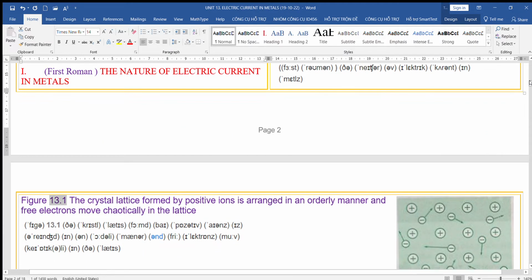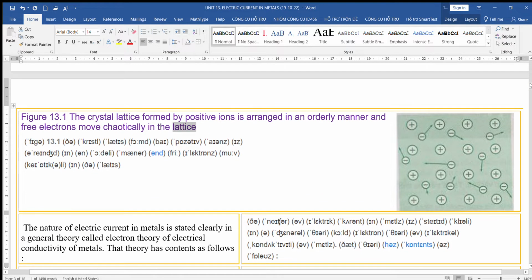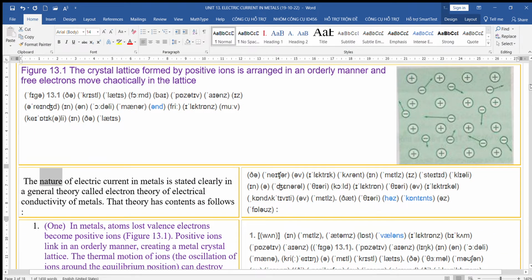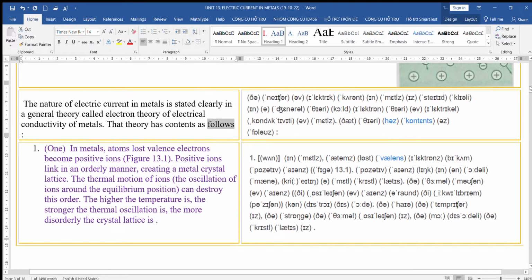Figure 13.1. The crystal lattice formed by positive ions is arranged in an orderly manner and free electrons move chaotically in the lattice. The nature of electric current in metals is stated clearly in a general theory called the electron theory of electrical conductivity of metals. That theory has contents as follows.